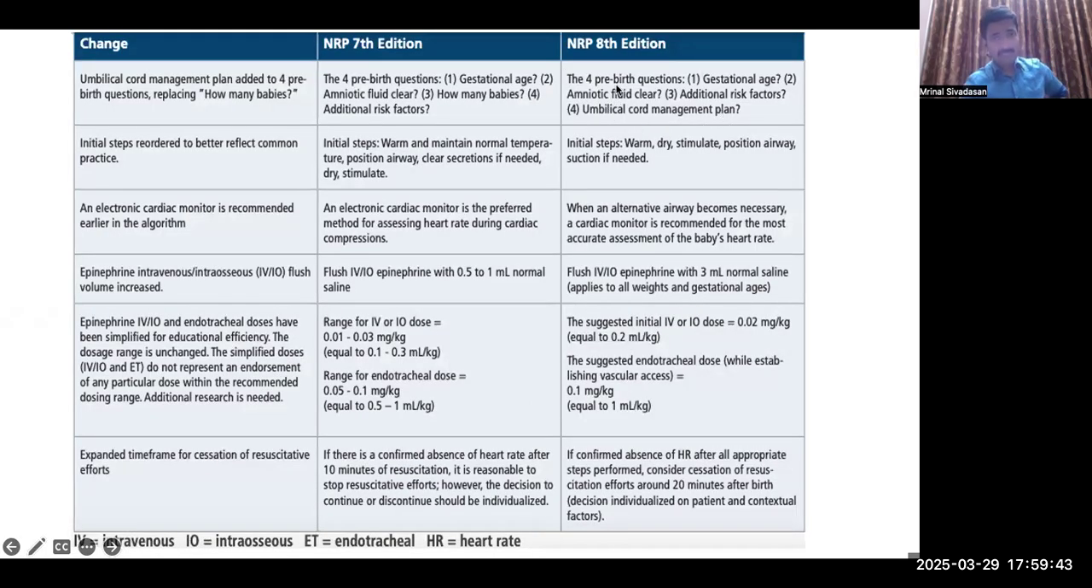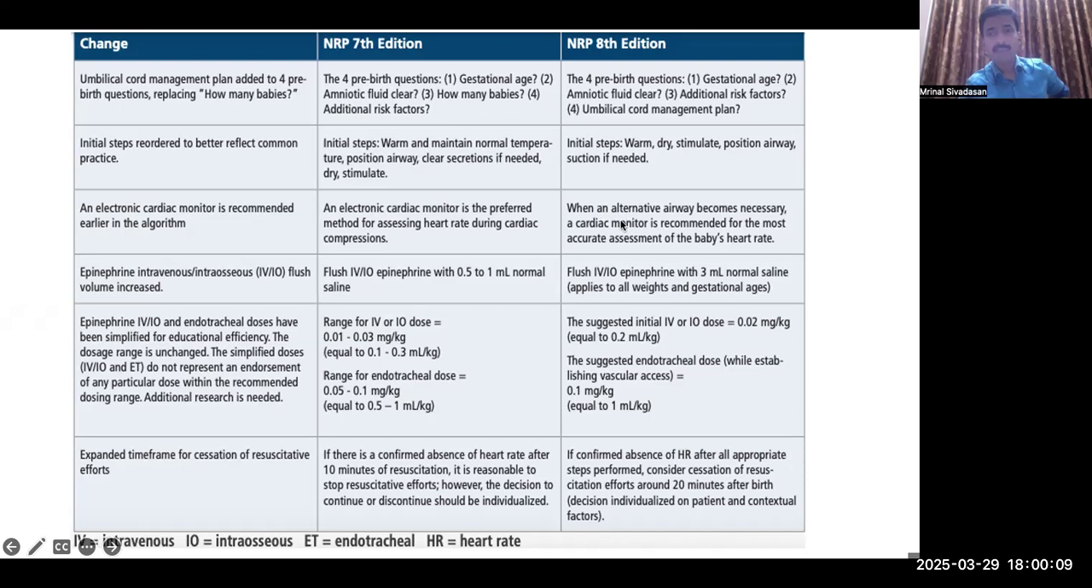So let's see what all changes have come in the 8th edition of the NRP. They have added umbilical cord management, apart from checking for preterm, the amniotic fluid, and additional risk factors. The second thing is the initial step, which almost remains the same, and it has gone in a sequence: warm, dry, stimulate, position airway, and suction if needed.